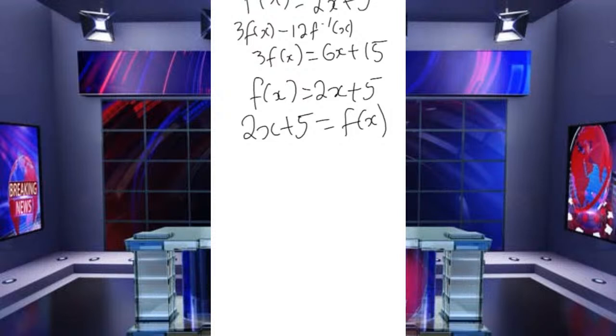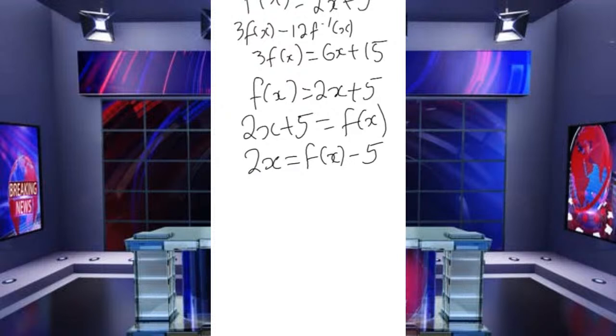If it is multiplication, it changes to division. If it is negative, it changes to addition. If it is division, it changes to multiplication. So when plus 5 moves and comes here, it becomes minus 5. So you have 2x is equal to f of x minus 5. The mission is to ensure that x is standing alone. We want to make x the subject of the formula. If we have done that, we have gotten the inverse function, and then we can take it back to the equation.